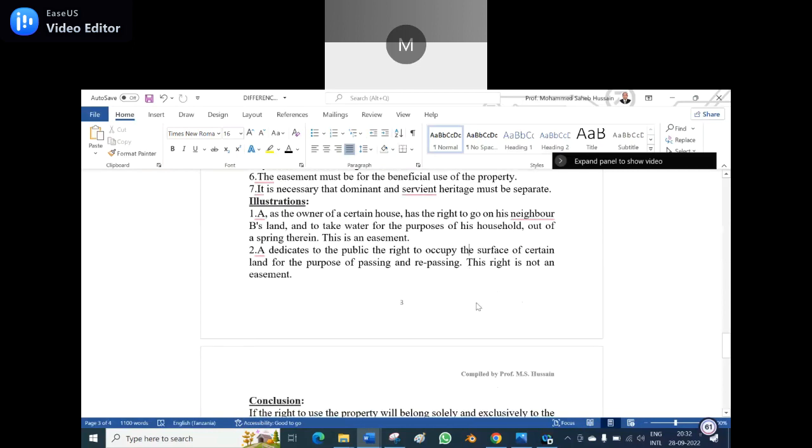A dedicates to the public the right to occupy the surface of certain land for the purpose of passing and repassing. The right is not an easement. Suppose somebody has used the land and given permission to use only the surface of the land. It doesn't mean that it is an easement. That's why we can see a notice. What is the notice? A caution notice.